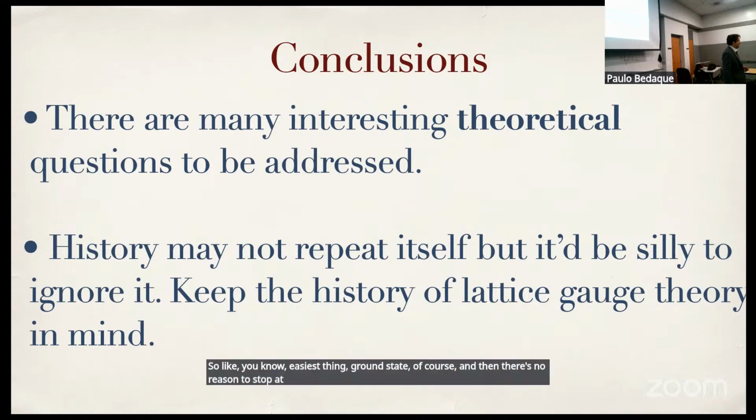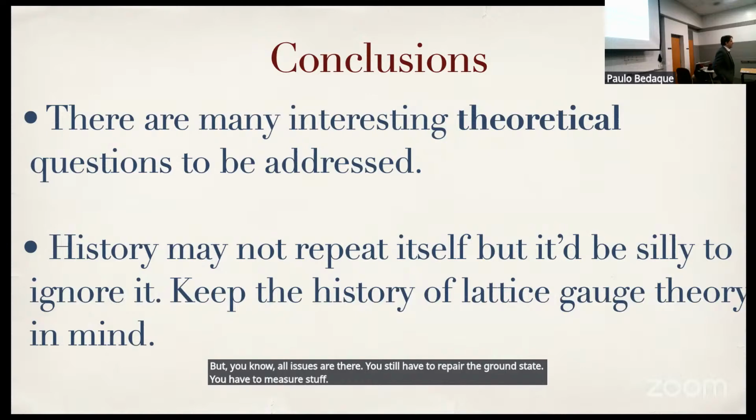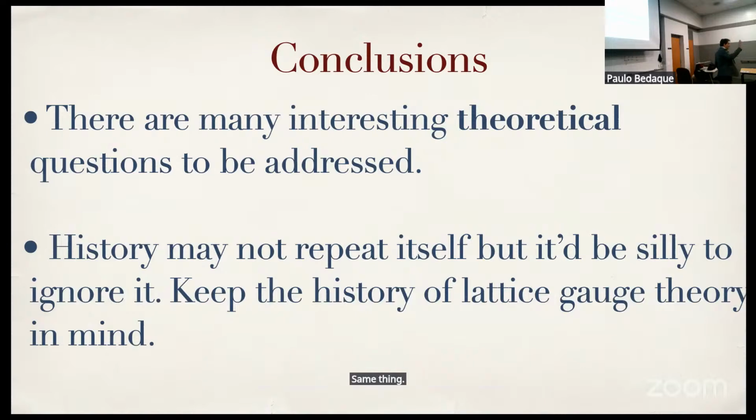Well, okay, so practically speaking, after you have a Hamiltonian, you're going to put it in a quantum computer. It's a Hamiltonian like any other. It's hard enough to prepare the ground state. It may be hard to prepare other states. This is no different from any other. Although it's a very, very simple Hamiltonian, I claim it's simpler than the original model. For the gauge theory, that's an obvious fact. But all issues are there. You still have to prepare the ground state. You have to measure stuff. Same thing. I'm trying to solve one problem, not all of them.